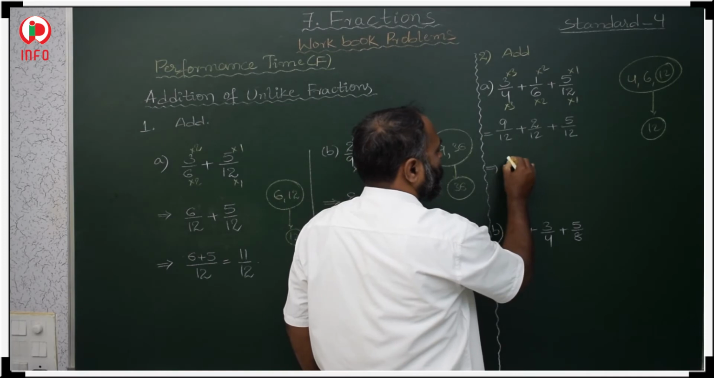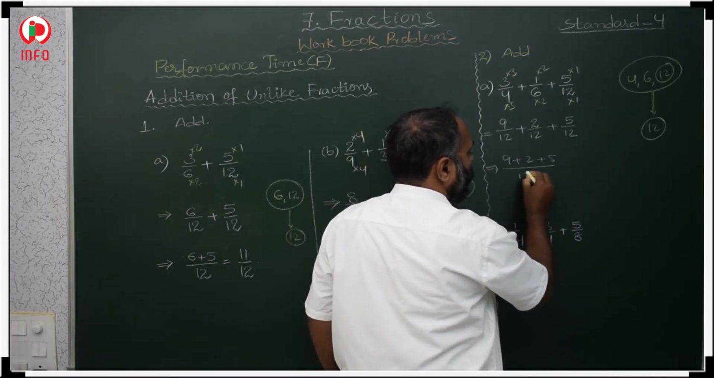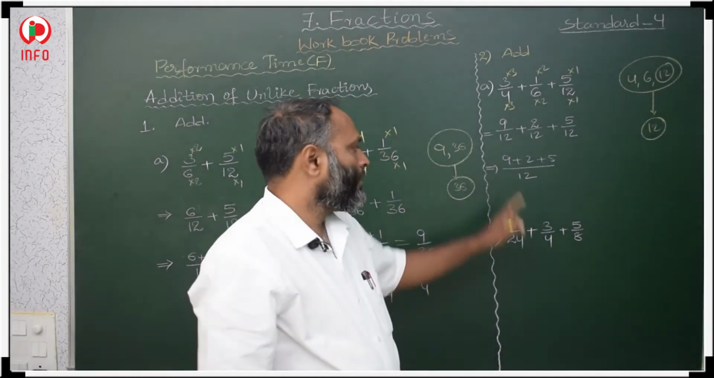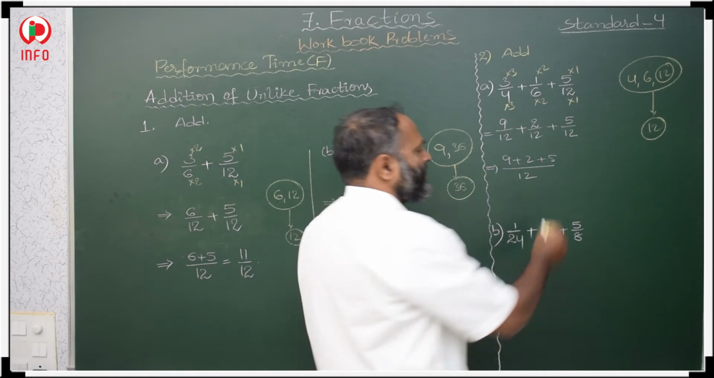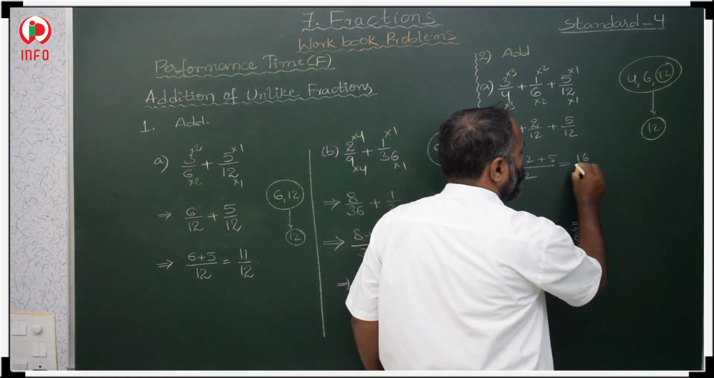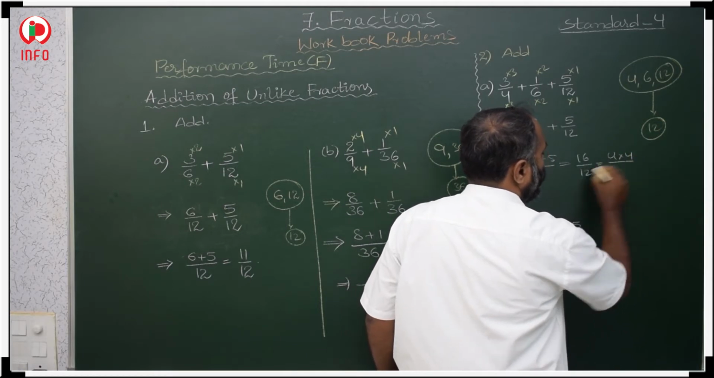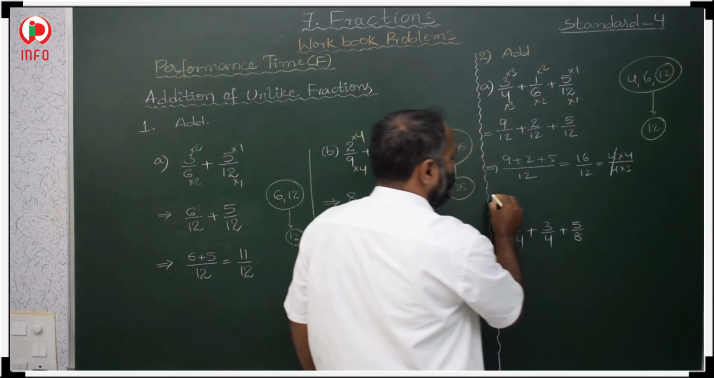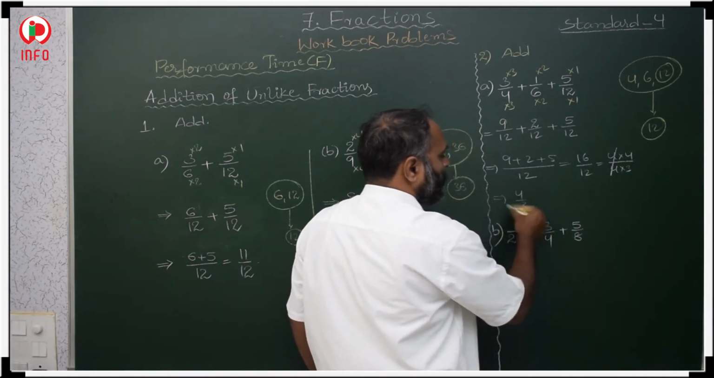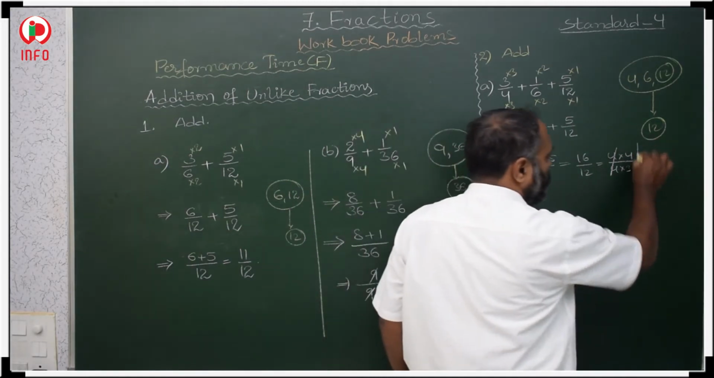Now the sum of numerators, 9 plus 2 plus 5, by the common denominator. 9 plus 2 is 11, 11 plus 5 is 16. 16 by 12. Then 16 means 4 4s are 16, 12 means 4 3s are 12. 4 and 4 get cancelled. 4 by 3.